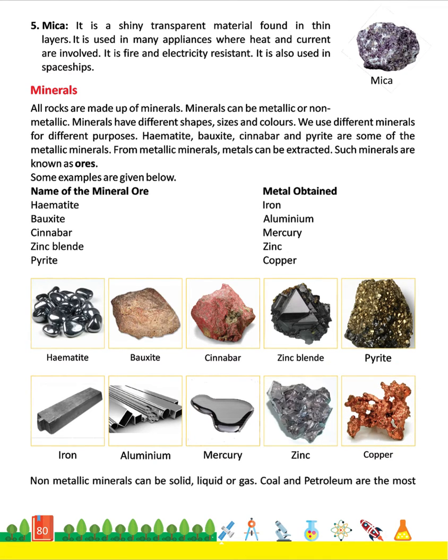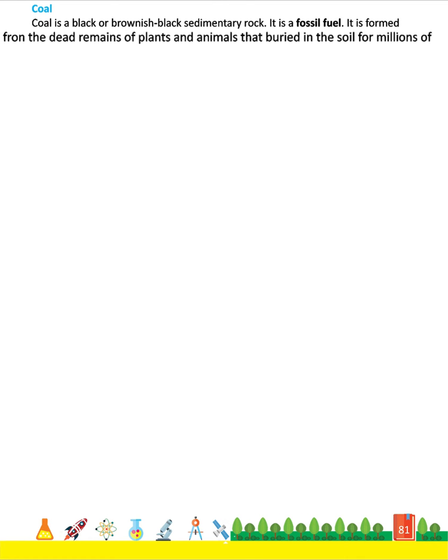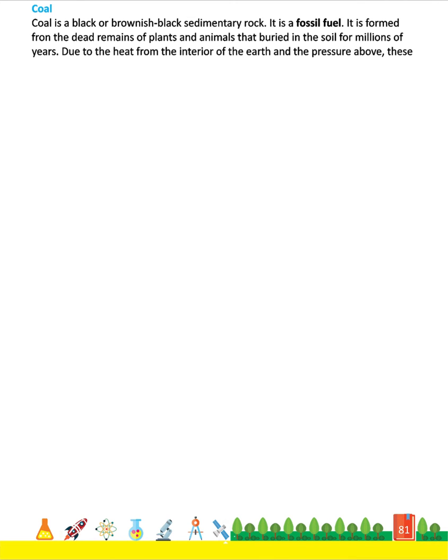Non-metallic minerals can be solid, liquid or gas. Coal and petroleum are the most common non-metallic minerals. Coal. Coal is a black or brownish black sedimentary rock. It is a fossil fuel. It is formed from the dead remains of plants and animals that were buried in the soil for millions of years. Due to the heat from the interior of the earth and the pressure above, these dead plants change into coal. Coal is rich in carbon and can be used as fuel.